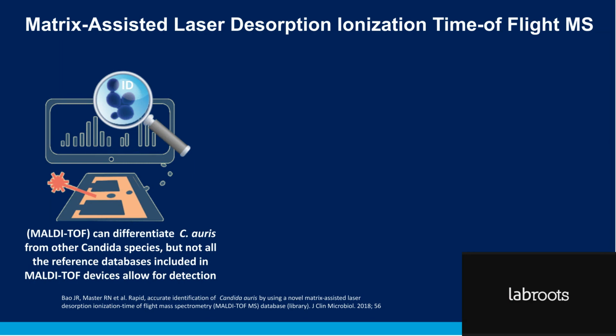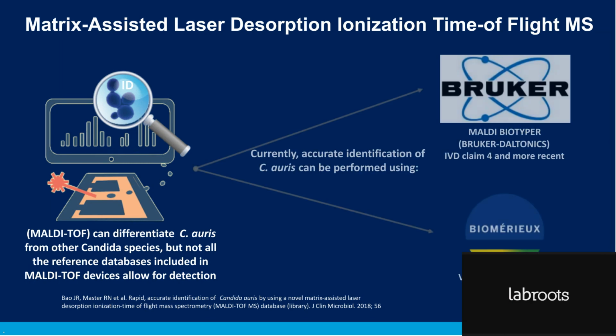These systems, and I'm showing here the 2 major systems that are available, at least in the US clinical lab, the Bruker and the bioMérieux, are now both capable of correctly identifying C. auris. However, it all depends on the database and the library that is loaded on these instruments. The software has to be the IVD Claim 4 or more recent for the Bruker, and it has to be the IVD library version 3.2 or more recent for the bioMérieux. Prior versions of the software were actually not identifying Candida auris.